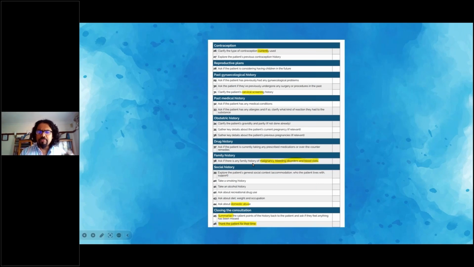But this is quite relevant. What do we ask for in family history if somebody's coming with bleeding as an issue? So mainly bleeding really. So we ask about malignancy, bleeding disorders, and blood clots is another relevant bit. Again, asking about a family history of VTE, venous thromboembolism, might be relevant as well for you to think about screening and all the rest of it.